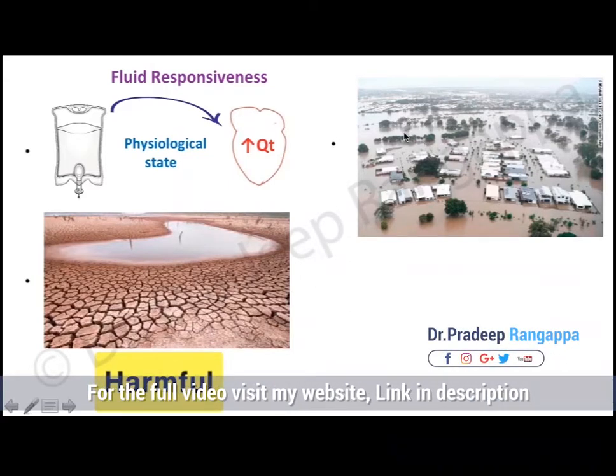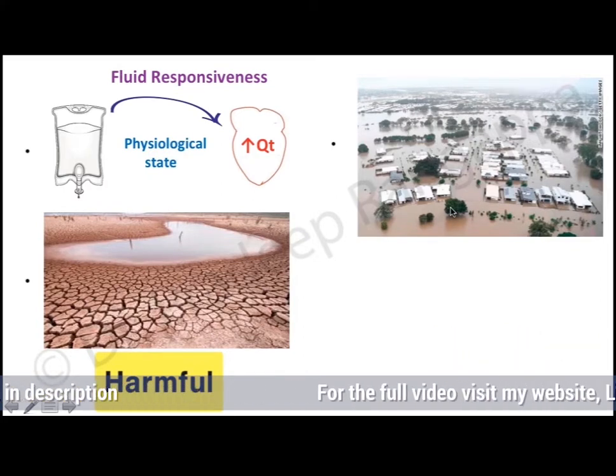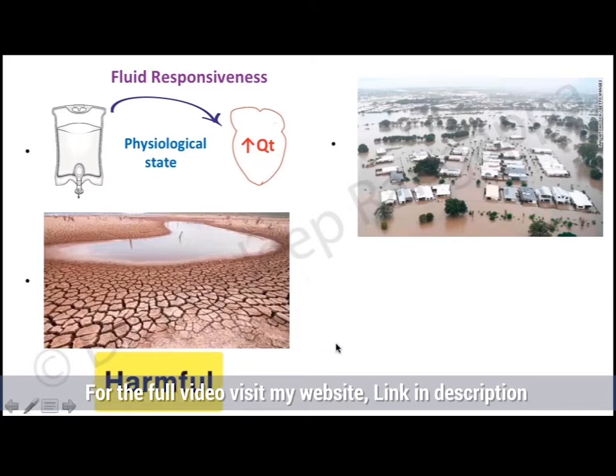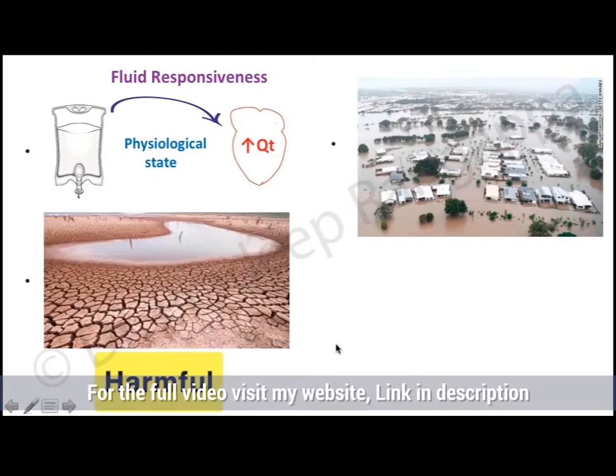So I think the main crux of the whole responsiveness is to give the amount of fluid a patient needs. It should not be less, it should not be more. So it should be optimal. I think that is where our whole effort has been over the last 2 decades, to see what is the best tool that we have which would determine the right amount of fluid that should be given.